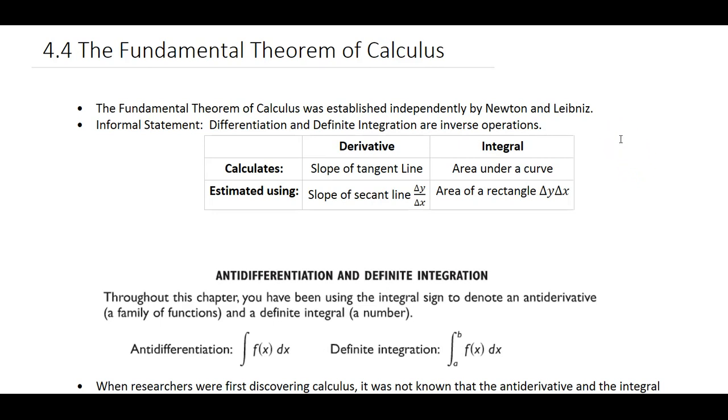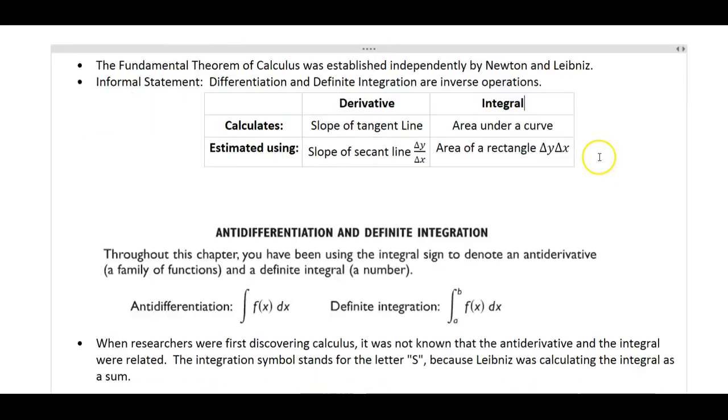at the same time. So up until this point, researchers didn't know that the antiderivative and the integral, which is how we find the area under a curve if the curve is positive, they didn't even know they were related. So this was a big deal when this was discovered. So the informal statement says that differentiation and definite integration are inverse operations.